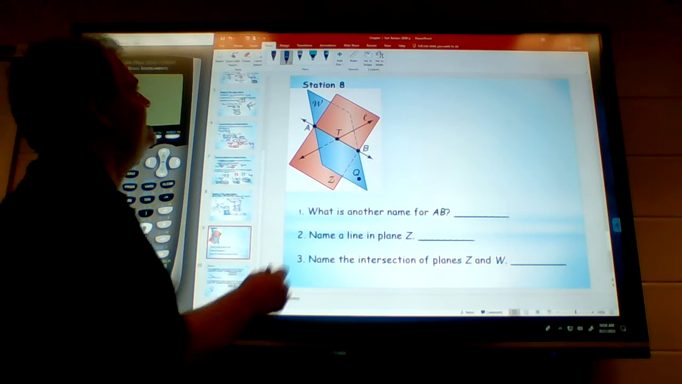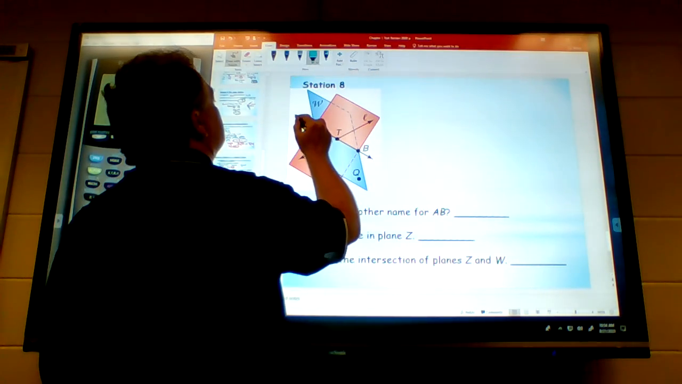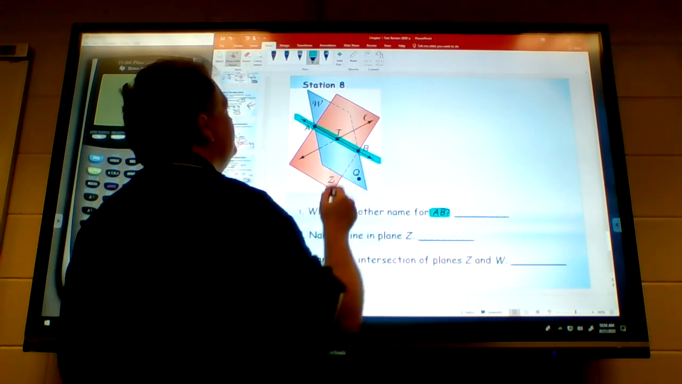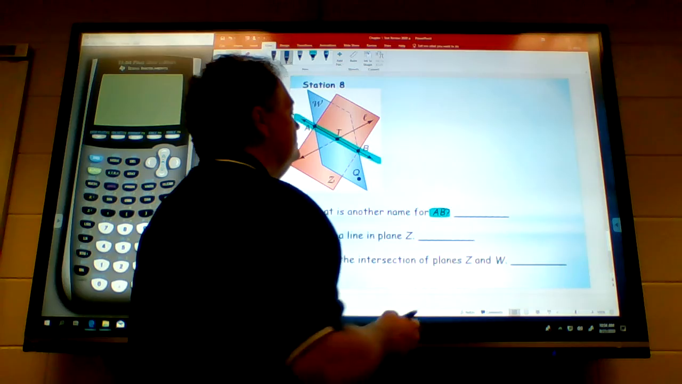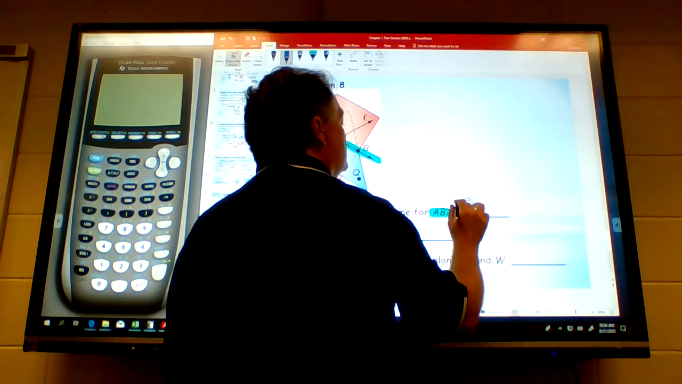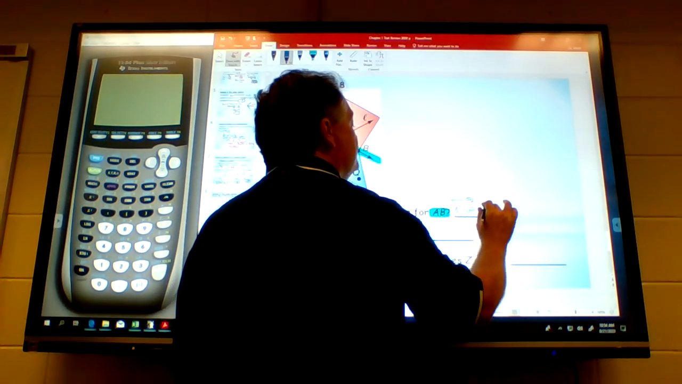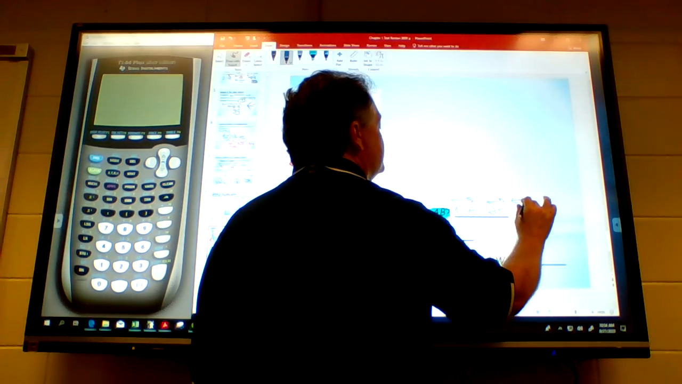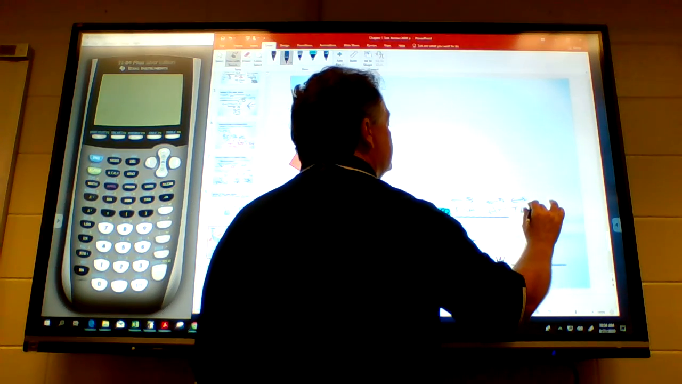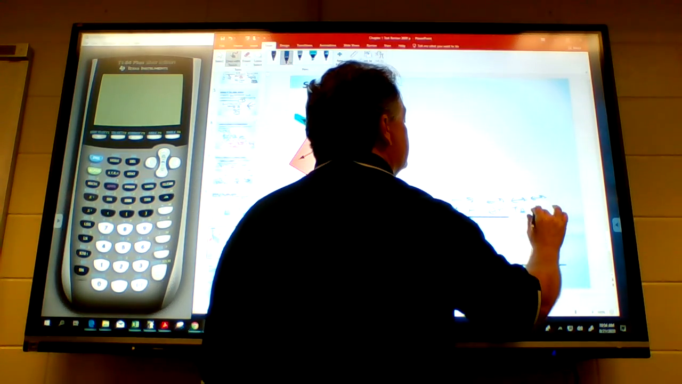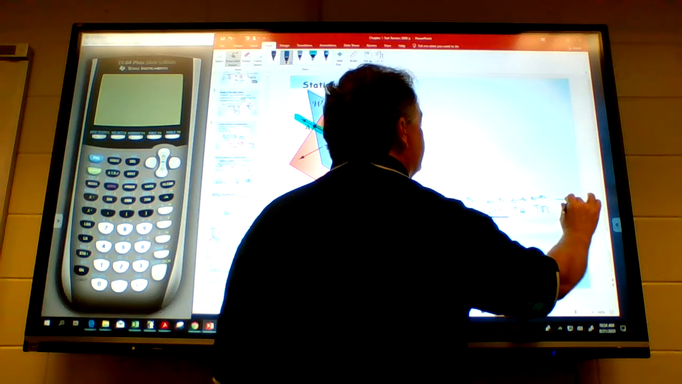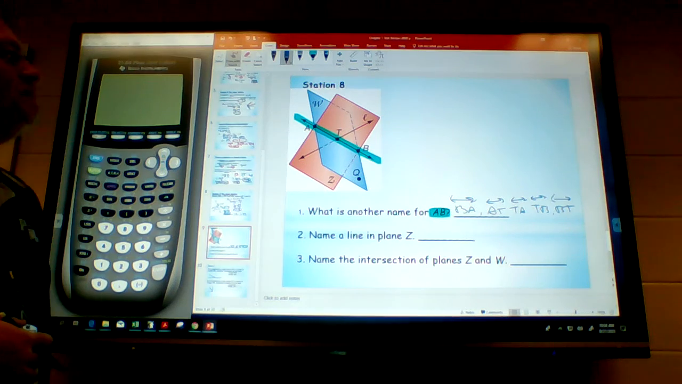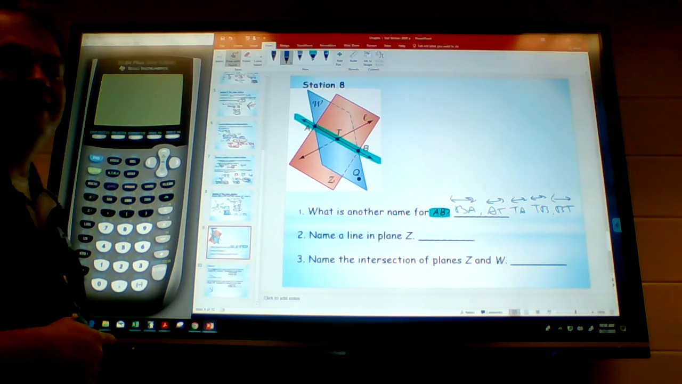Number 1, line AB. That's this line right here. Now, there are several different possibilities for this. One is line BA. I could even say line AT. I could even say line TA. I could even say line TB or even line BT. The order there is not important, but what is important is you include 2 letters in that.